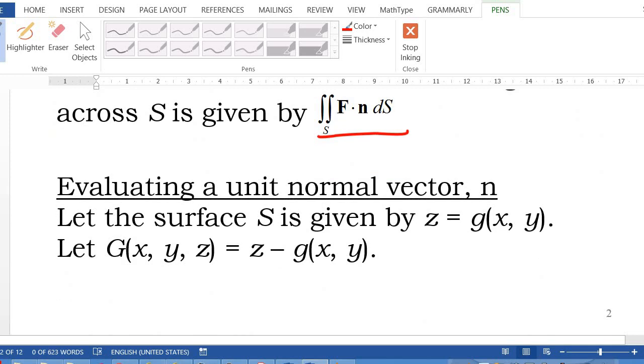How to evaluate a unit normal vector n? Let the surface S be given by z equal to g(x, y), and let the function G(x, y, z) equal z minus g(x, y).